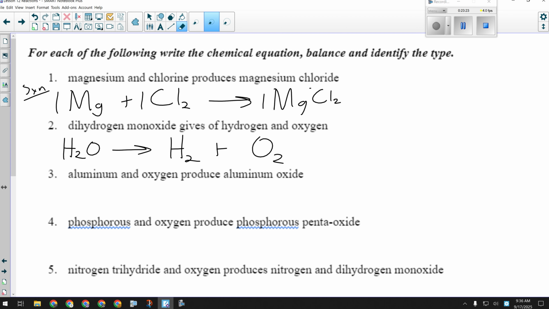Okay, so we've seen this one before. We got a 2 there, so I got to put a 2 there to balance my oxygens. 2 times 2 is 4, 2 times 2 is 4. Now it's balanced. What kind of reaction is it? Decomposition.